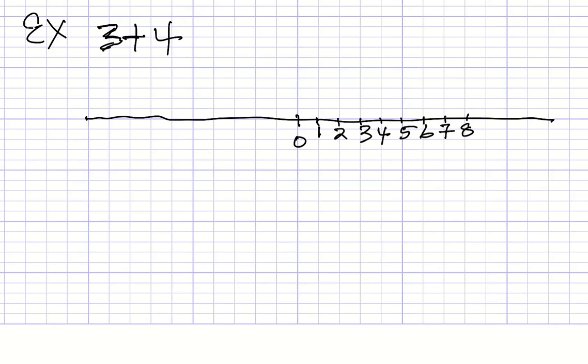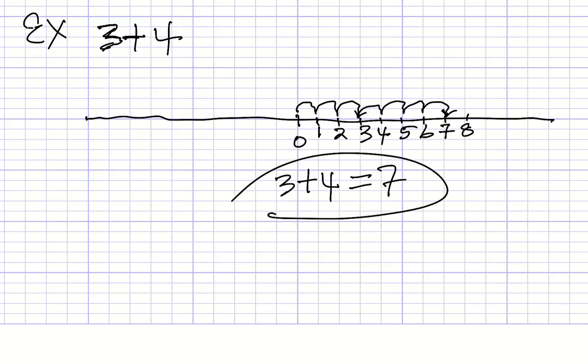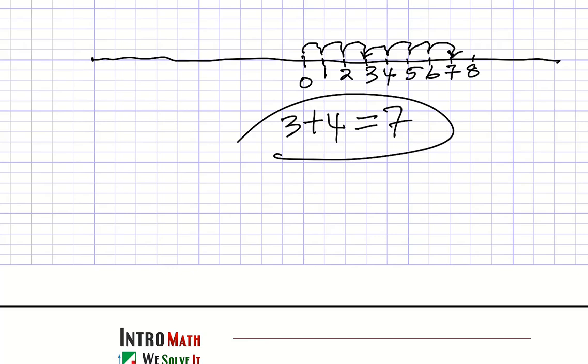So you start from 0. You count 3 to the right: 1, 2, 3. And then from there, you count another 4: 1, 2, 3, 4. You see, we land on 7. So basically that means 3 plus 4 is equal to 7. That's how you use the Cartesian coordinate to demonstrate that. Let's do more examples.